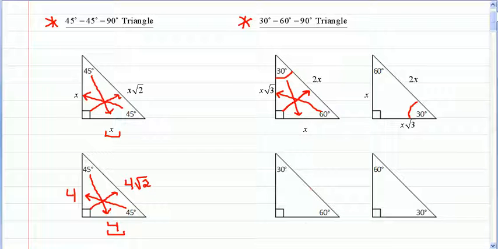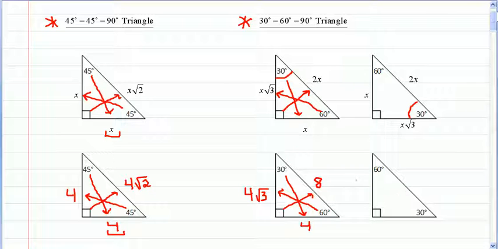So if I label this side 4, across from 30 is 4, which means across from 60 is 4 root 3, and across from 90 is 8. So once I've identified all of the x's to be 4, then they all get replaced with the value of 4.